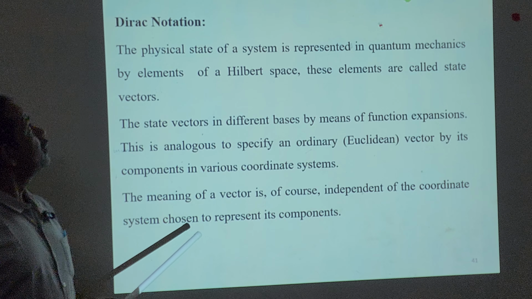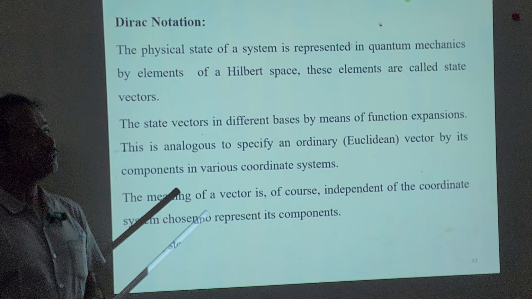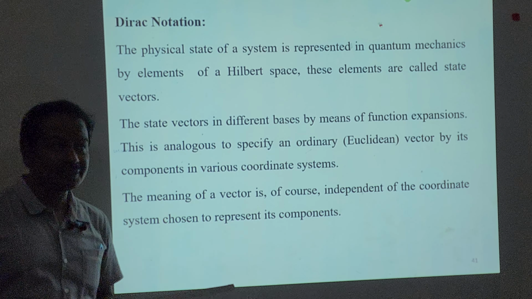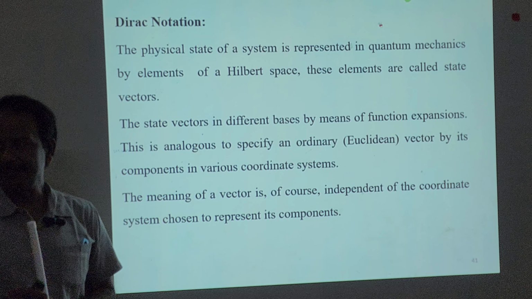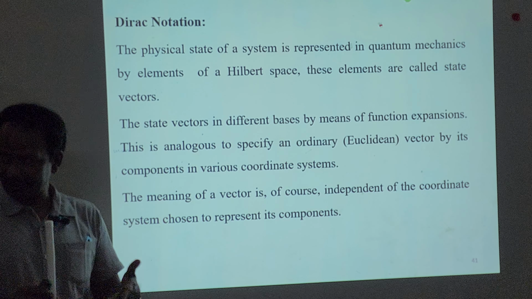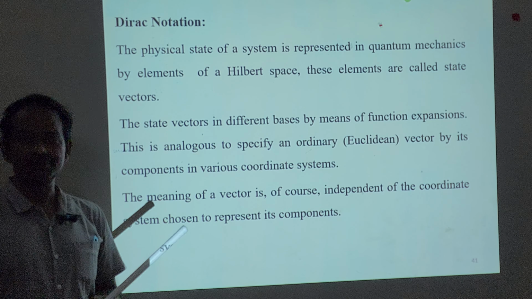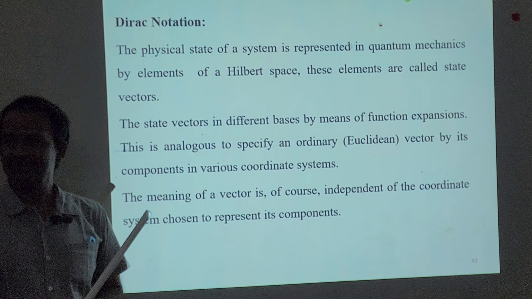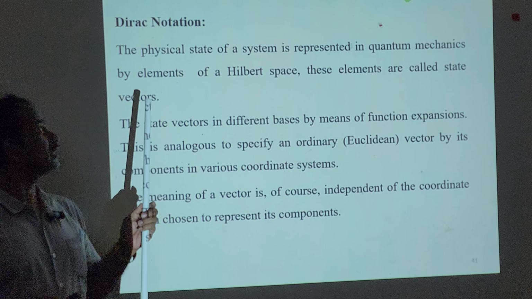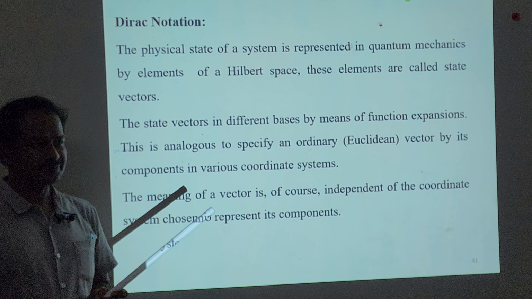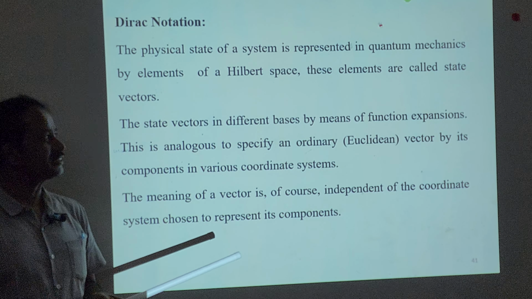Now we have come to the next title, which is Dirac notation. We already learned Dirac notation in the last video lecture. As I said earlier, Paul Dirac from the UK introduced the Ket-Bra notation. So this is called Dirac notation. Ket vectors are represented as column vectors, and Bra vectors are represented as row vectors.